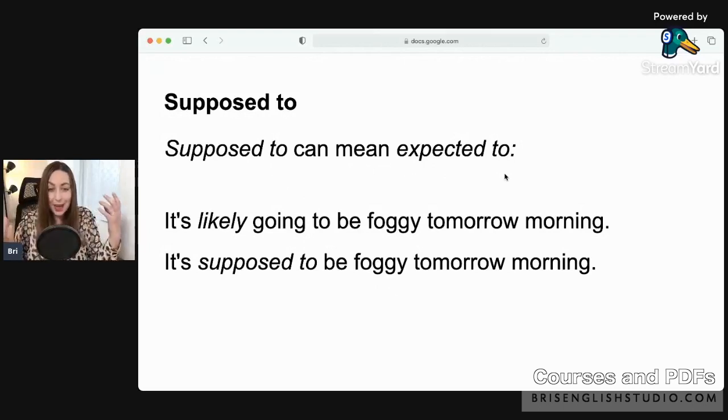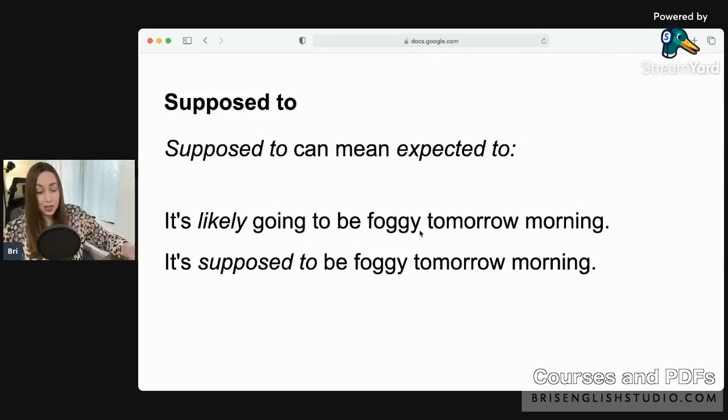Okay, so when we expect something, right? Here's one sentence. It's likely going to be foggy tomorrow morning. If you don't know what foggy means, usually clouds are up in the sky, but sometimes the cloud comes down to earth and it's very hard to see. We call that fog. It's likely going to be foggy tomorrow morning. So very difficult to see.